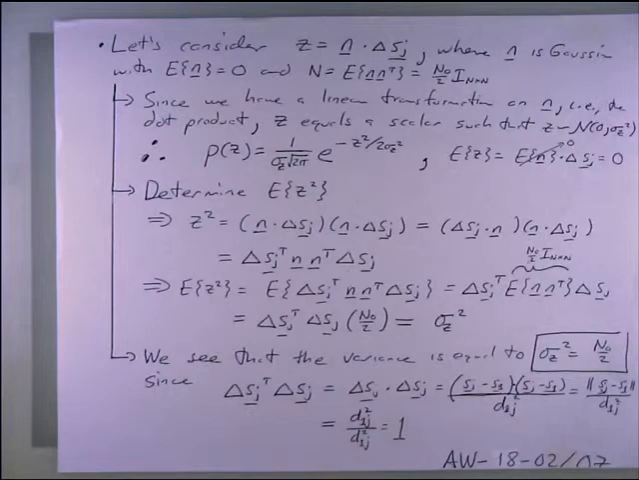Expectation is linear. So what is the expectation of z? It is the expectation of n dot delta sj. Is delta sj random? No, it is deterministic. N is random, so the expectation just operates on n. This is a zero mean vector, a zero vector.